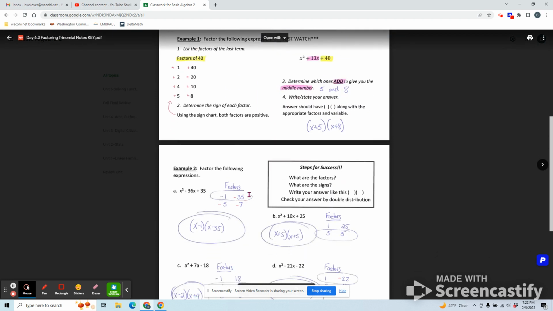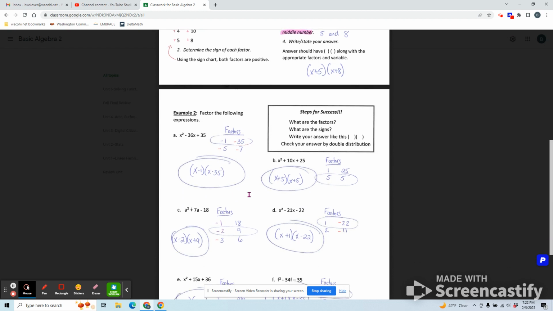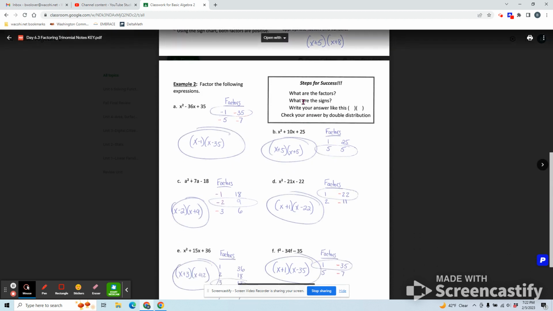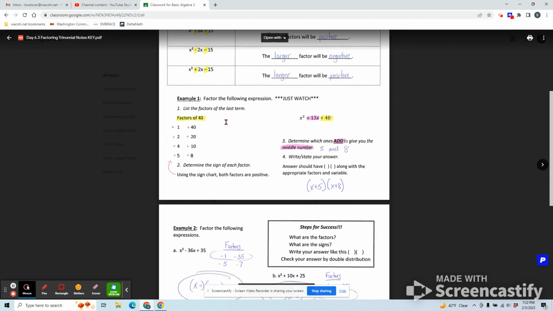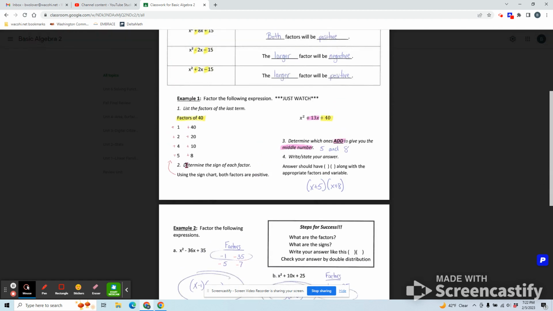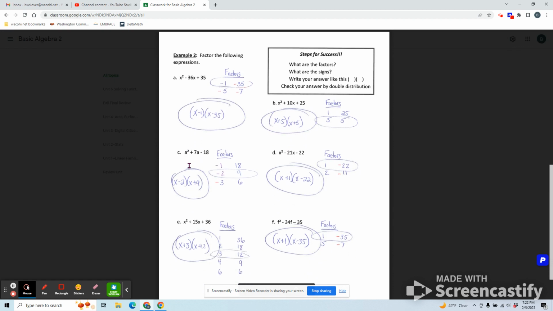So now let's see some more that we have to work through. This is just to help you a little bit. You don't necessarily have to follow it. Maybe you want to follow these steps instead. It doesn't matter. You're going to get the same answer. All of these say factor the following. So step 1 for all of these is to list the factors, and it's always the factors of the last number.